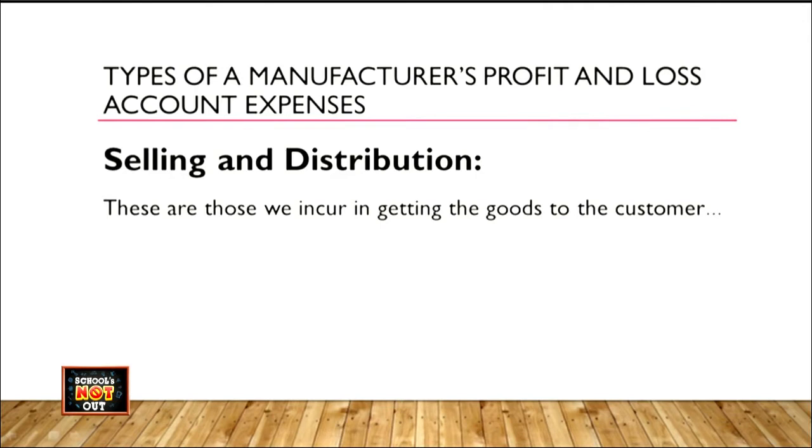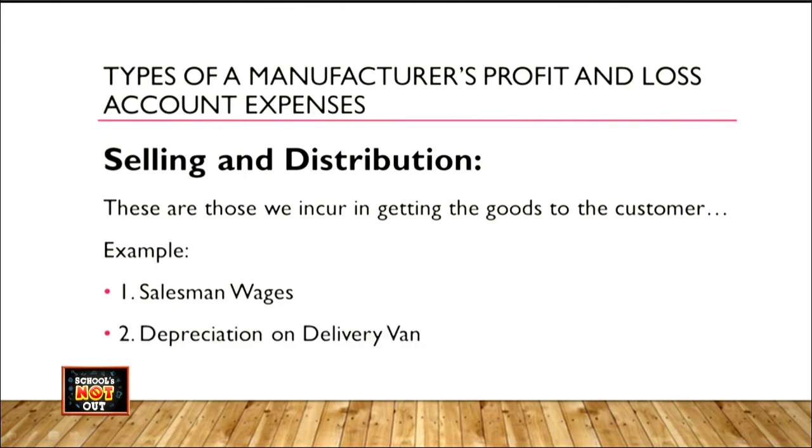What are some of these examples? We have one example, salesman wages. You know, the salesman is involved in basically distributing the goods. So the money that we pay him to do all of this would fall under selling and distribution. Then the delivery van is also used in the delivery process or in the distribution process. So therefore, any cost relating to the delivery van, such as its depreciation, must fall under selling and distribution.